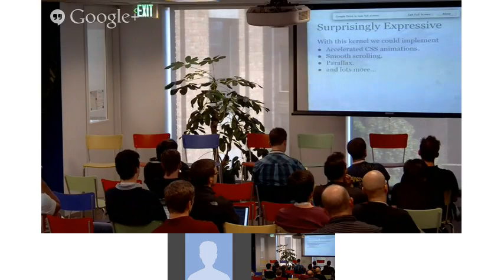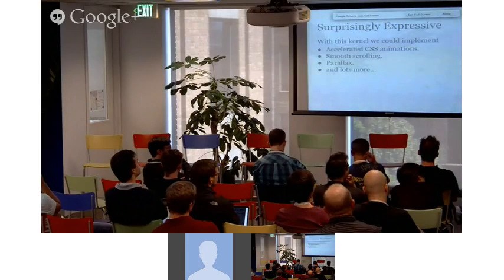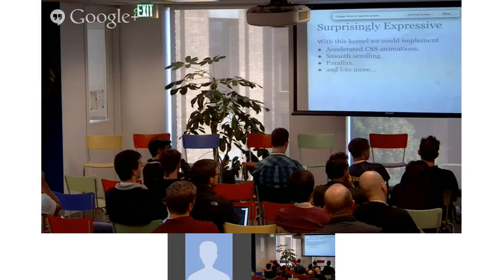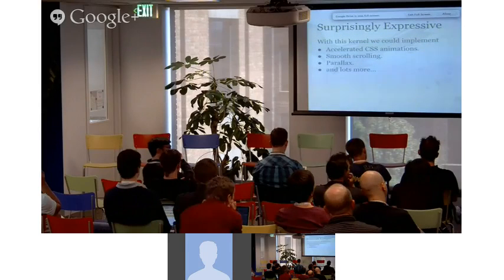Well, one of the benefits is that it's pretty expressive. One thing that would be really nice is if we could implement accelerated CSS in terms of this. It'd be kind of wonderful if you could pull that out of Blink, out of the compositor, and just implement it on top of this. Smooth scrolling is something.